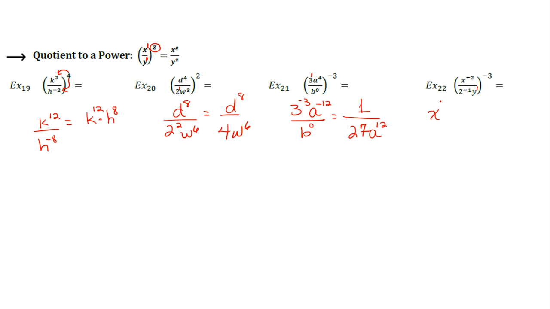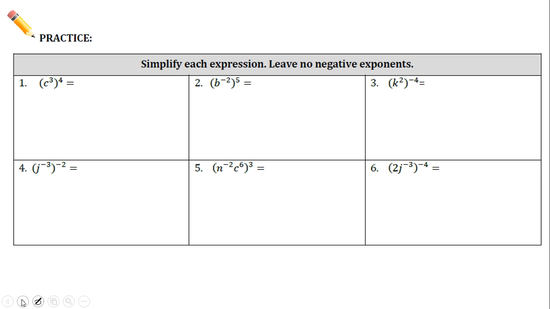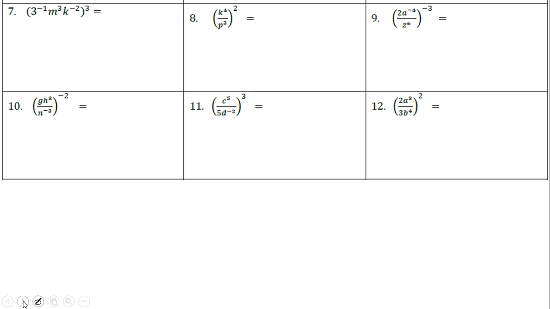In our last example, x to the positive 6 over 2 to the positive 3 and y to the negative 3. We're going to simplify 2 to the 3rd, which is 8, and we're going to have y to the negative 3. It's going to reciprocate and come to our numerator, making it a positive exponent. Now, you practice these rules 1 through 12.